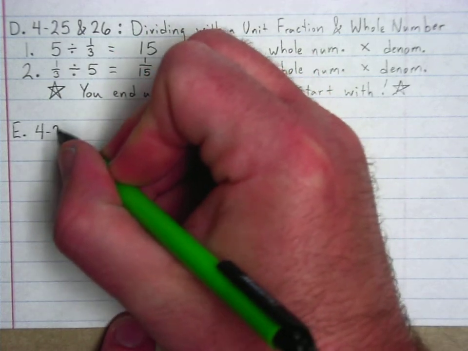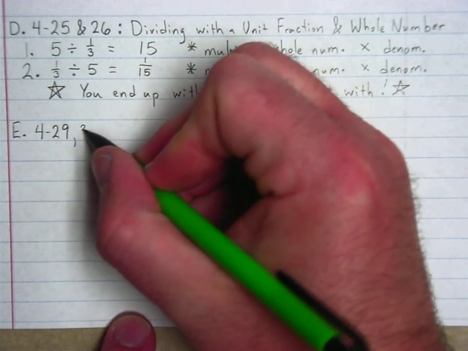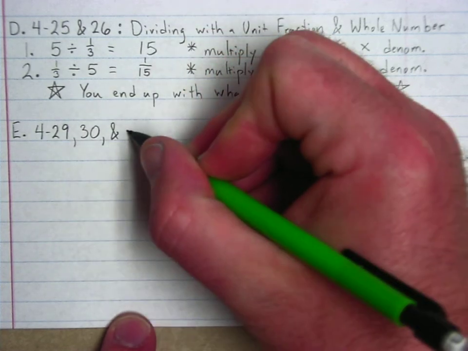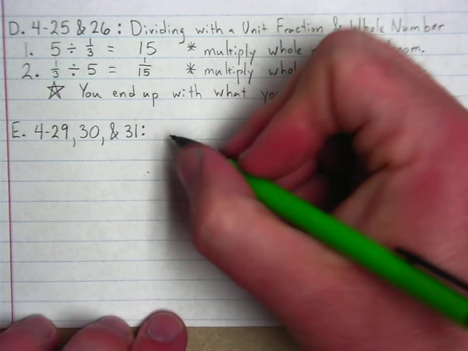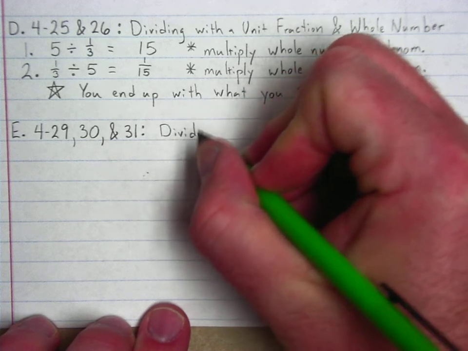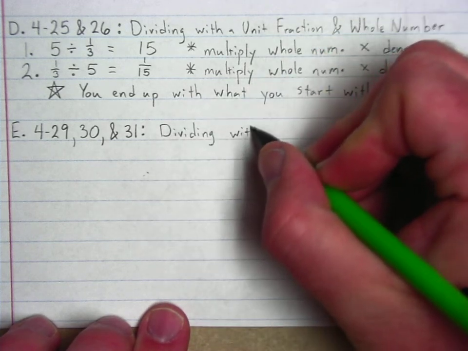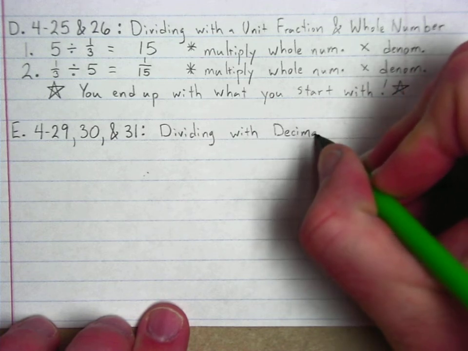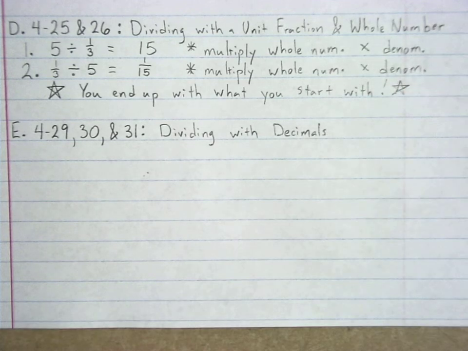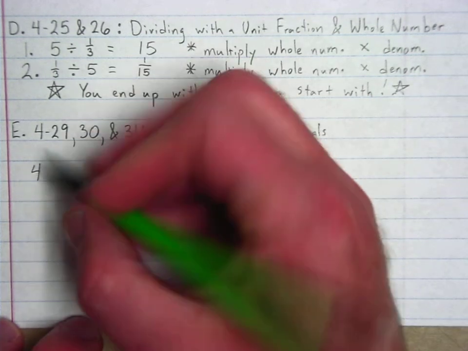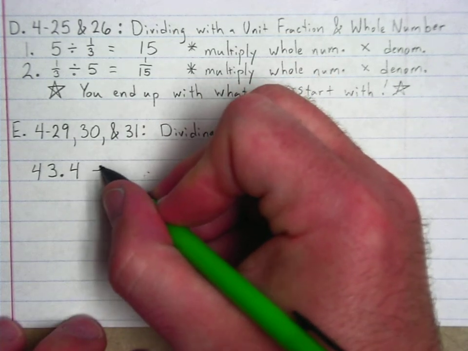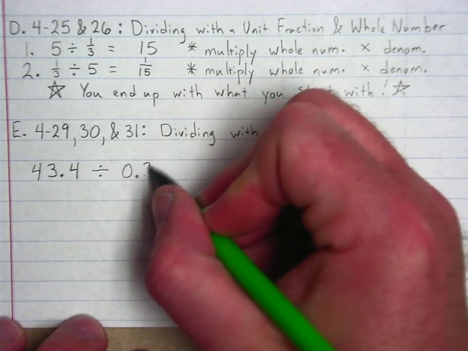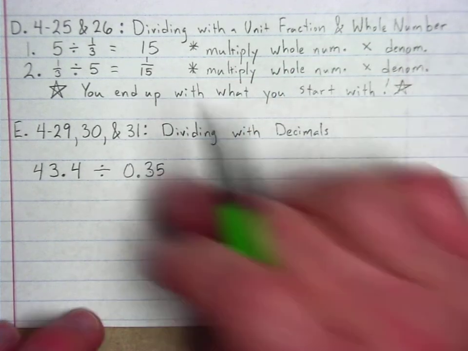We are going to combine lessons 429, 430, and 431 all into one section, because all three of these deal with dividing with decimals. Dividing with decimals. Okay? So let's say I give you 43 and 4/10 divided by 3500.